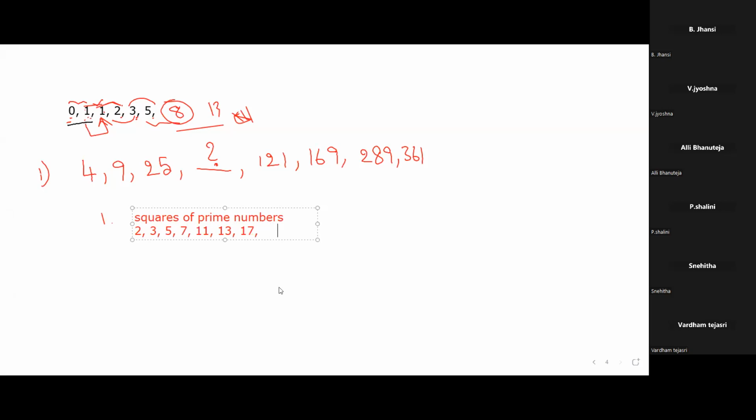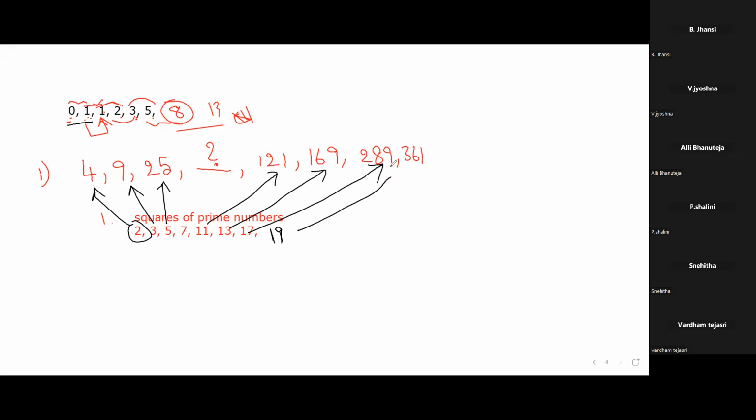Okay. Now you just simply observe their squares. 2 square is 4, 3 square is 9, 5 square is 25, 7 is missing, 11 square is 121, 13 square is 169, 17 square is 289, 19 square is 361. So what is missing here? 7 square is missing. That's how you can say it is 49. Got it?